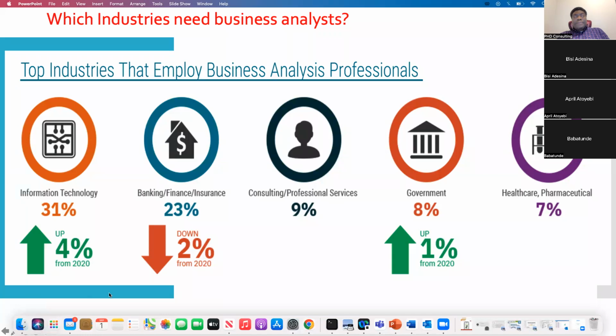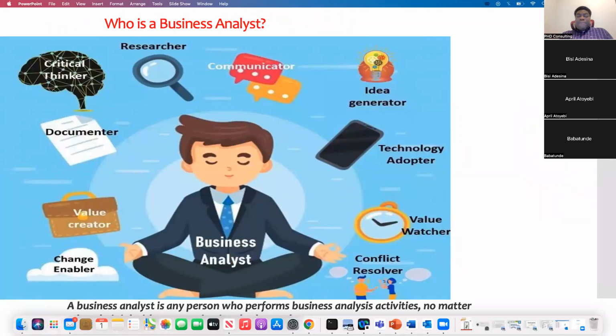Now, that said, I want to ask us this very big question. What is business analysis and who is a business analyst? Yeah, what is business analysis and who is a business analyst? Now, you can see that right on here, a business analyst wears a lot of hats. Is a conflict resolver, a value watcher, a technology adopter, is a problem solver, is a change enabler, is a documenter, as well as an idea generator. He wears a lot of hats.